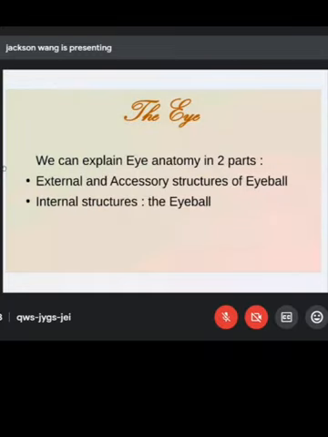When we move to the eye, we can explain the eye anatomy in two parts: external and accessory structures of eyeball and internal structures. So, pour l'œil, donc il est composé entre ce qui est à l'extérieur et ce qui est à l'intérieur. Donc, des structures internes et des structures qui sont externes, plus les accessoires.